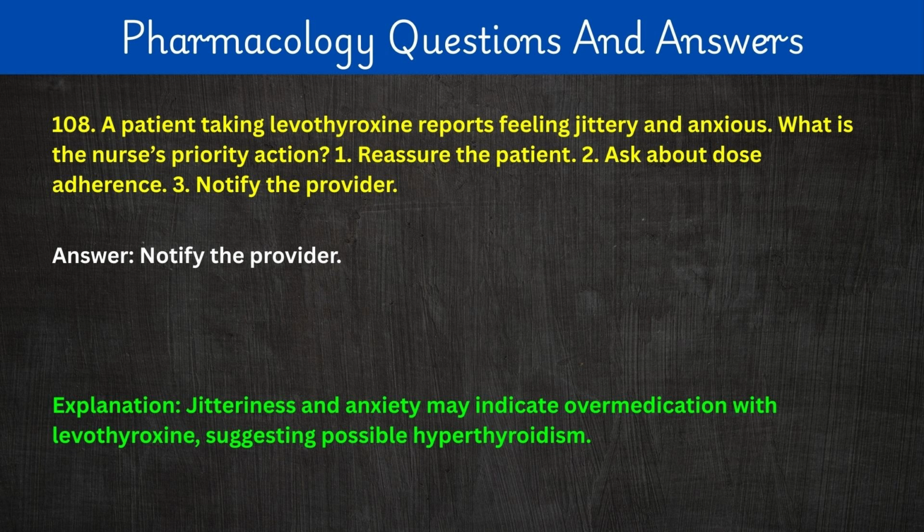108. A patient taking levothyroxine reports feeling jittery and anxious. What is the nurse's priority action? 1. Reassure the patient. 2. Ask about dose adherence. 3. Notify the provider. Answer: notify the provider. Explanation: jitteriness and anxiety may indicate overmedication with levothyroxine, suggesting possible hyperthyroidism.